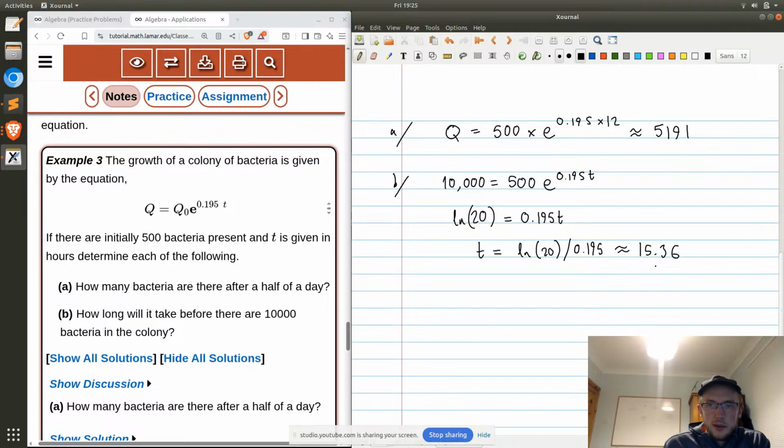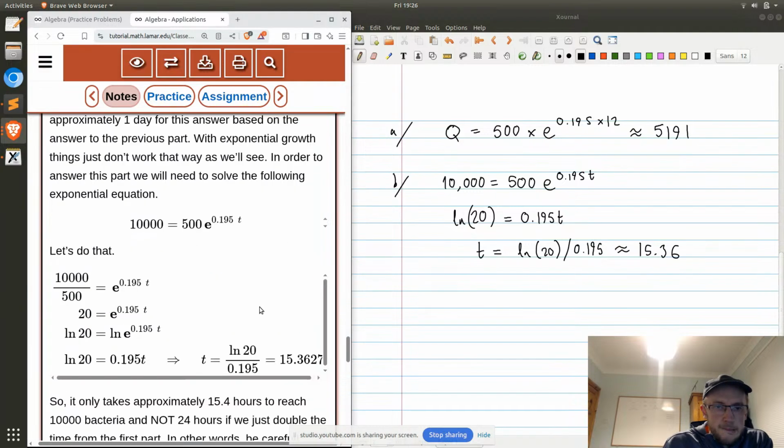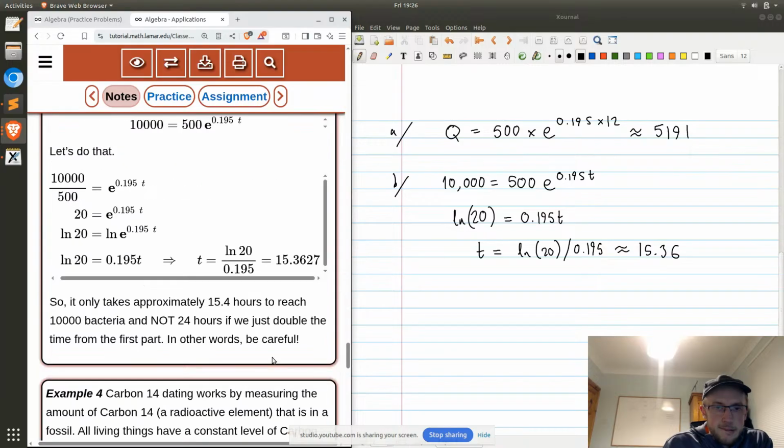So that's how many hours is it? What's 0.36 of an hour? Well, 0.1 of an hour is 6 minutes. I don't know why I'm calculating this. It's about 24-ish minutes, something like that. 15 hours and 24-ish minutes. Let's just see. Okay, that's fine. That's good. And that's also good.